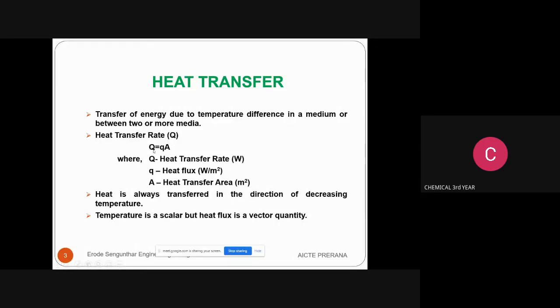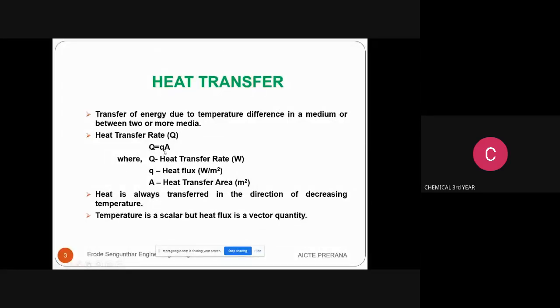And here the capital Q can be written in the form of small q into A, because capital Q is nothing but heat divided by time. So this time can be modified with the q into A, because q is heat flux. Flux means the quantity passing per unit time per unit area. So here also heat flux is how much heat is passing per unit time per unit area. So small q is nothing but capital Q divided by t into A.